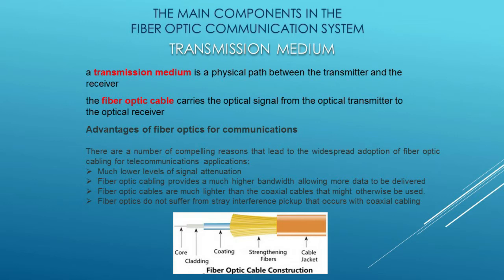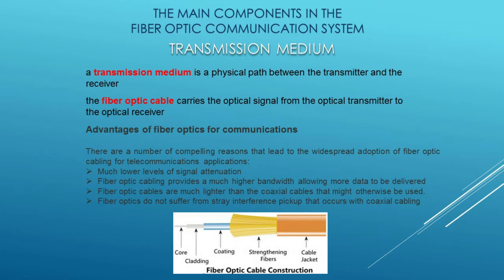Transmission medium. A transmission medium is a physical path between the transmitter and the receiver. The fiber optic cable carries the optical signal from the optical transmitter to the optical receiver. Advantages of fiber optics for communications. There are a number of compelling reasons that lead to the widespread adoption of fiber optic cabling for telecommunications applications.